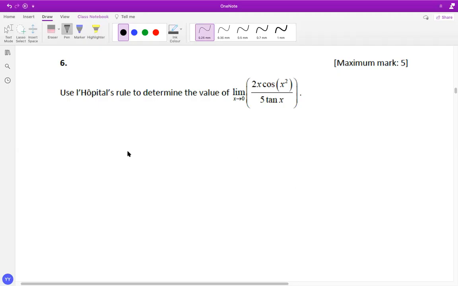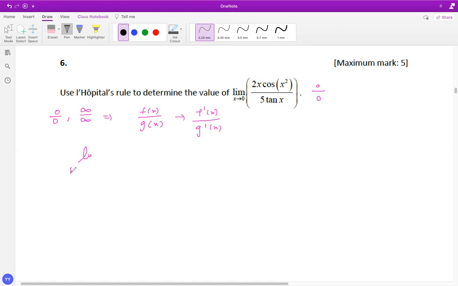Question number 6 is about L'Hopital's rule. L'Hopital's rule is basically if your function is of the form 0 by 0 or infinity by infinity, the limit can be found by differentiating. Like if the expression is of the form f of x over g of x, you can find the limit by doing f dash x over g dash x. So when I plug x as 0, you can see it's coming as 0 over 0 form, because tan 0 is 0, and 0 times anything is 0.